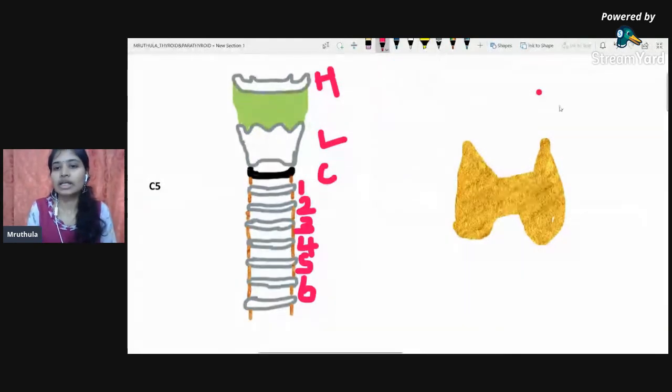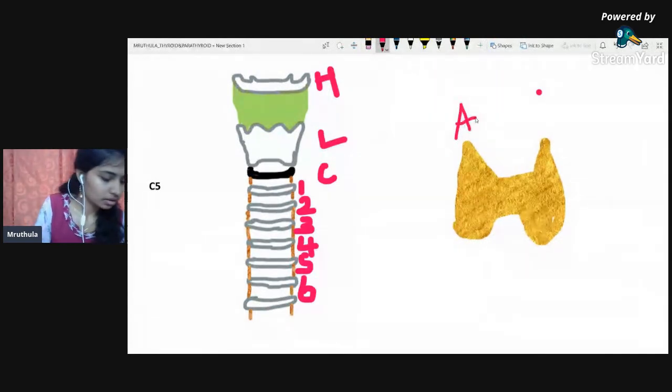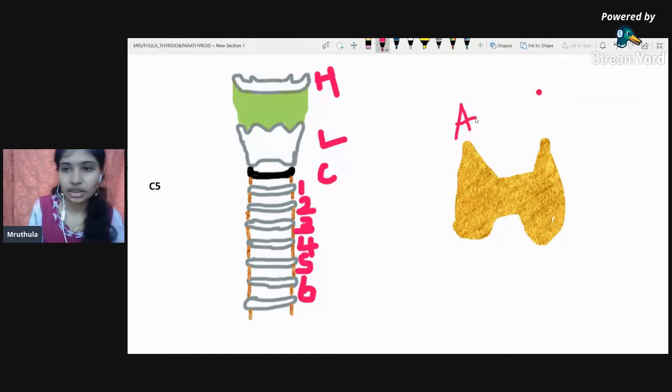So on the top, the topmost region, this is called the apex. This is the apex. And the bottom is the base. Cool.